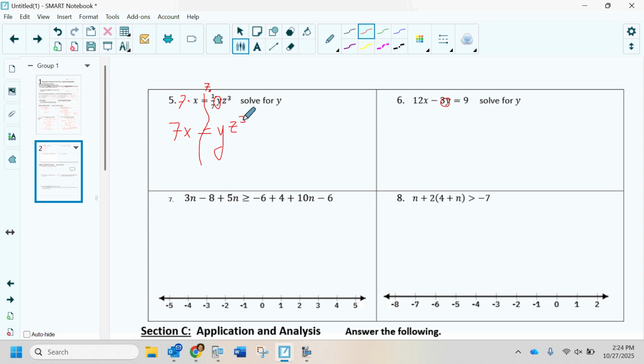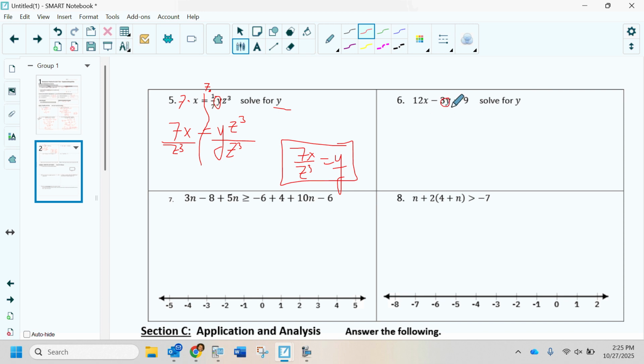Now what's nice about this is that we only want the y. So we want to move the z cubed over, and since this is multiplying our y, we can divide both sides by z cubed. And our answer is 7x divided by z cubed. And so once you have what you solve for by itself equal to something, that's your answer.